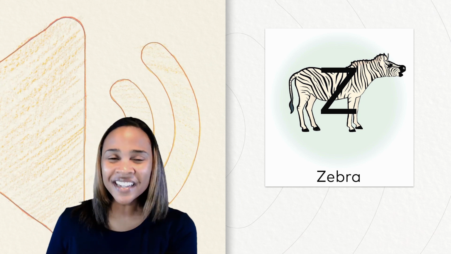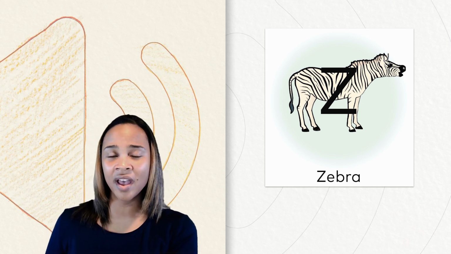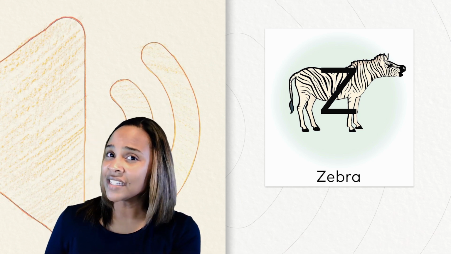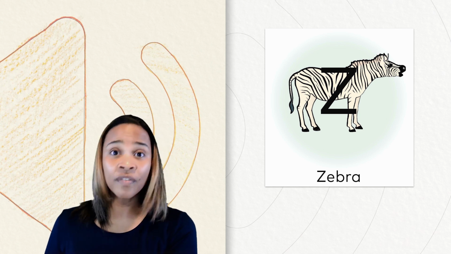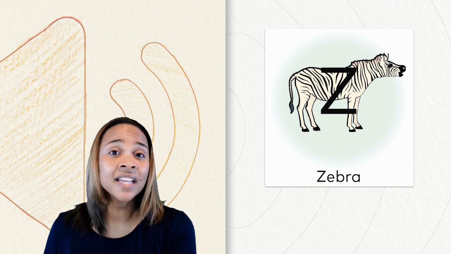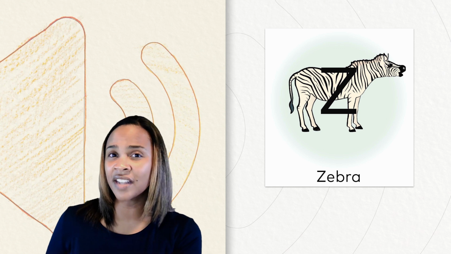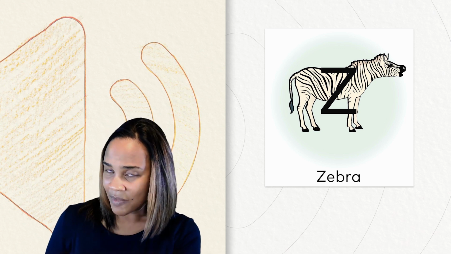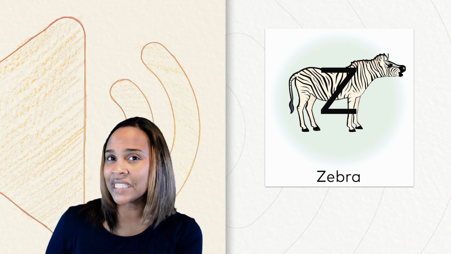This is a picture of a zebra. The beginning sound that we hear for the word zebra is the z sound, the letter Z. Can you make that sound too? Z.